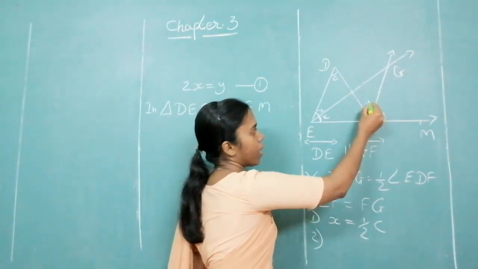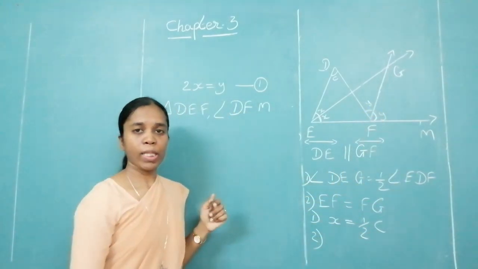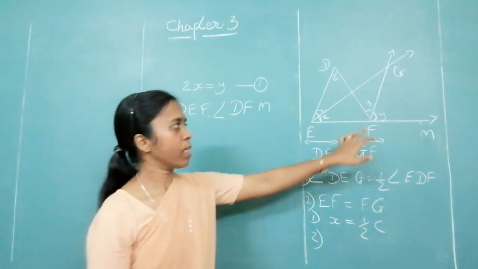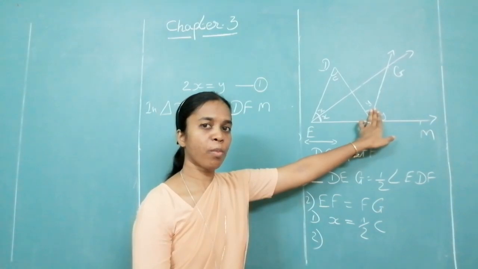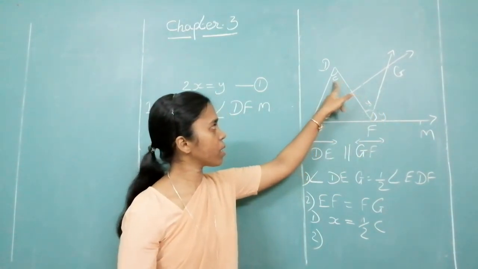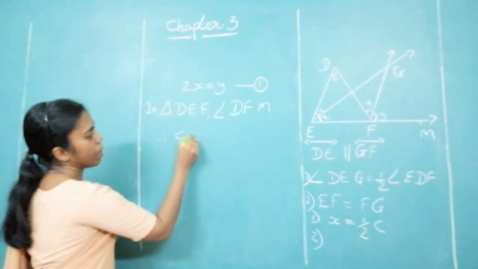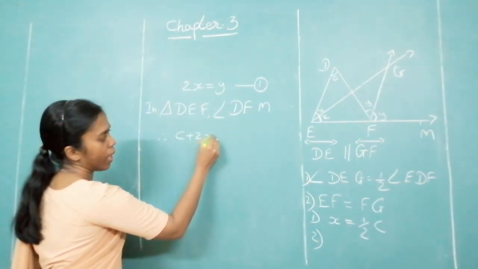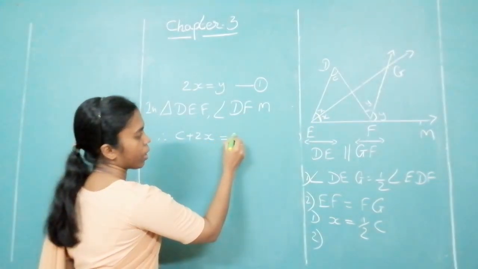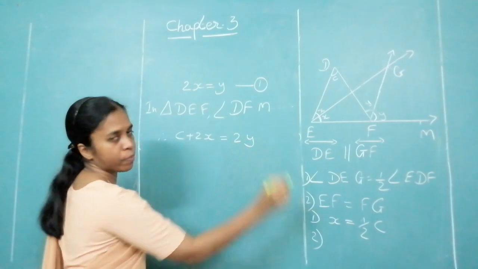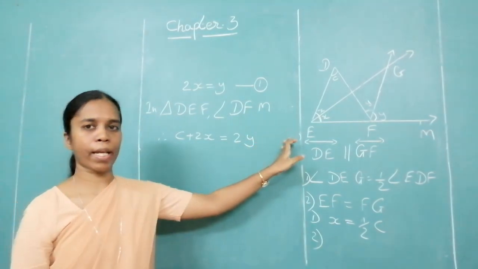DFM, this entire angle, is the exterior angle. According to the exterior angle theorem, what do you know? This exterior angle measure is equal to the sum of the remote interior angles. That means C plus x plus x is 2x. So C plus 2x is equal to, what is the interior angle? 2y. Exterior angle. This is clear to you according to the exterior angle theorem.